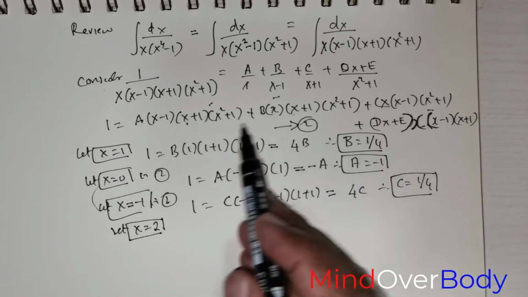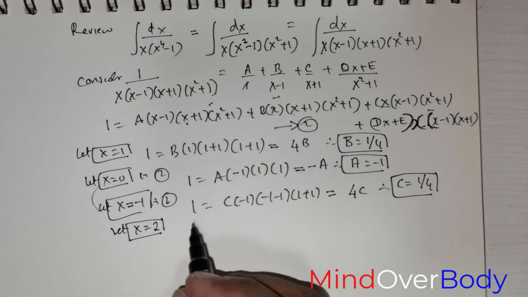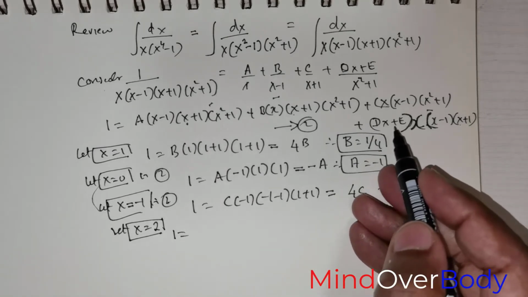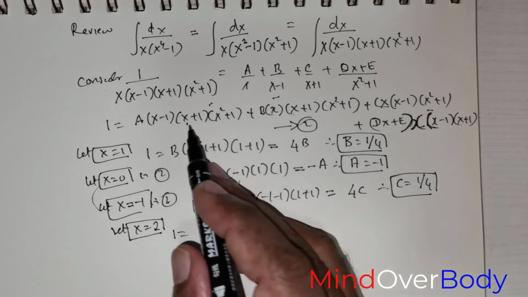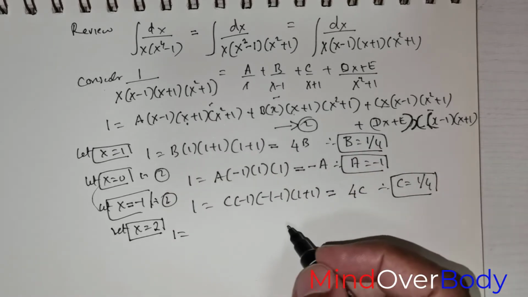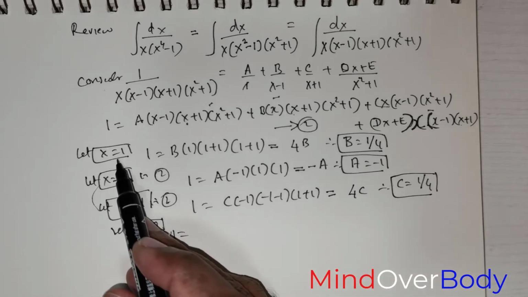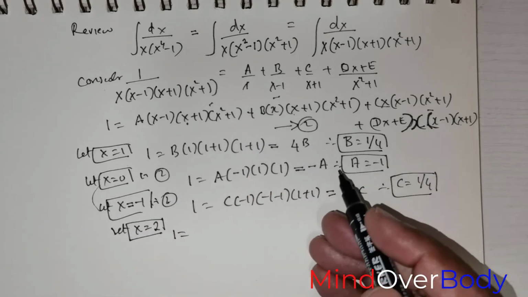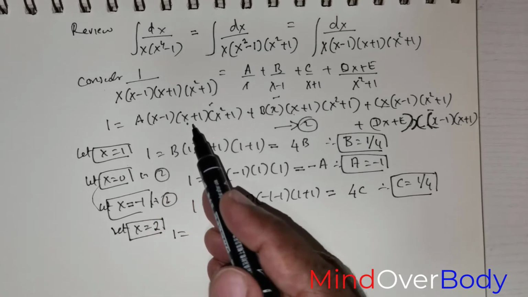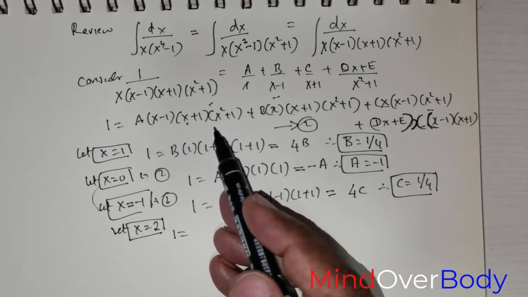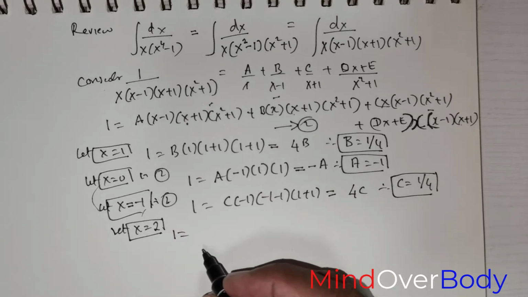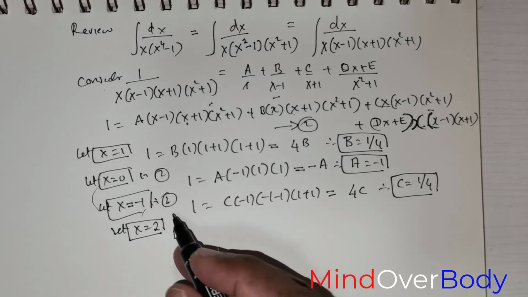I would get all of these values. So let me substitute x is equal to 2, because that's the only way we can get the value for D and E, because A, B and C were already obtained and we have got nothing else to substitute so that the terms become 0. We have exhausted x is equal to 1, x is equal to -1 and x is equal to 0. So now we have to take a value apart from these values that we have already substituted in.